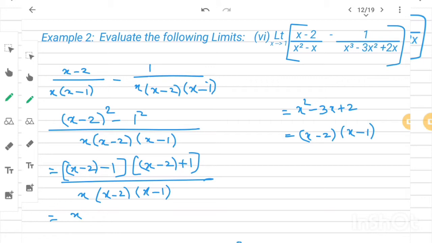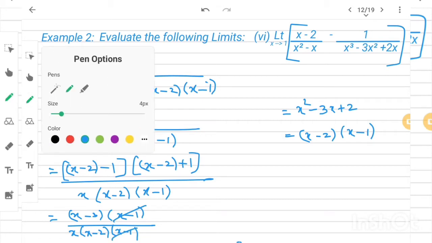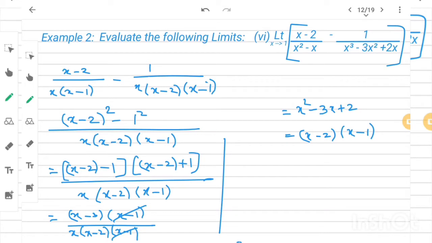And then we can simplify it. What will happen? x minus 2 minus 1 is x minus 3, and x minus 2 plus 1 has become x minus 1, whole divided by x of x minus 2 of x minus 1. And this x minus 1 and this x minus 1 will get cancelled. Now I'm going to replace it over here.